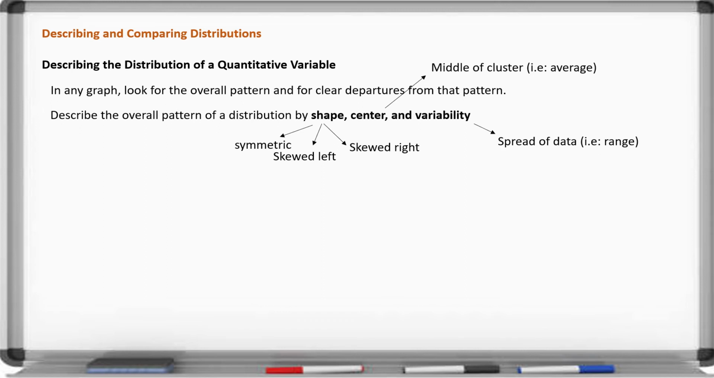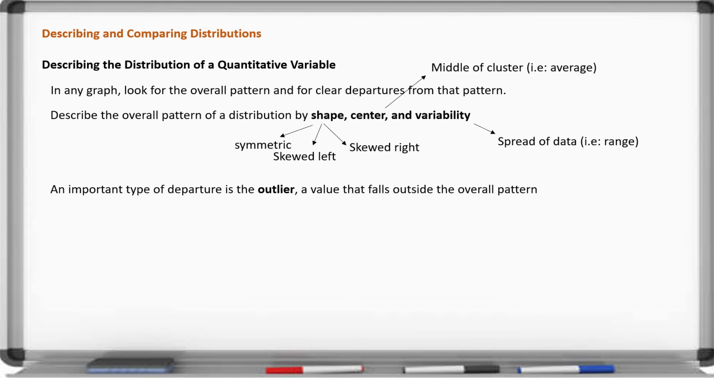Variable, vary means to change. So you want to see how much the graph changes and how much it spreads out. An important type of departure is the outlier, which is what we call an extreme value. It's a value that falls outside the normal pattern. It could be an extremely small number or an extremely large number. And we'll see an example of that.